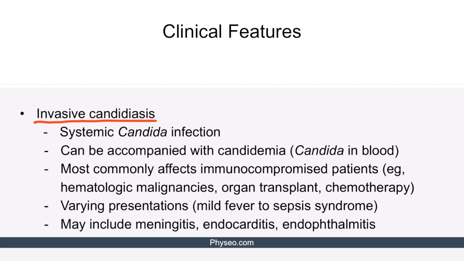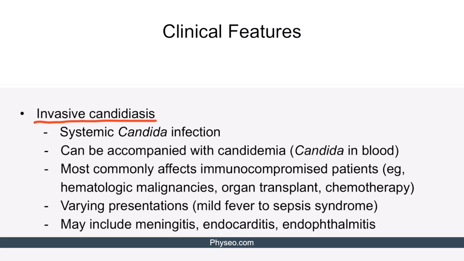Now, invasive candidiasis most commonly affects people who are immunocompromised. For example, those with hematologic malignancies, or people who underwent organ transplantation, or people receiving chemotherapy. There are varying presentations that the patient can have. And those can range from mild fever to a sepsis syndrome. And again, that's all pretty intuitive considering this is in the blood and it's everywhere.